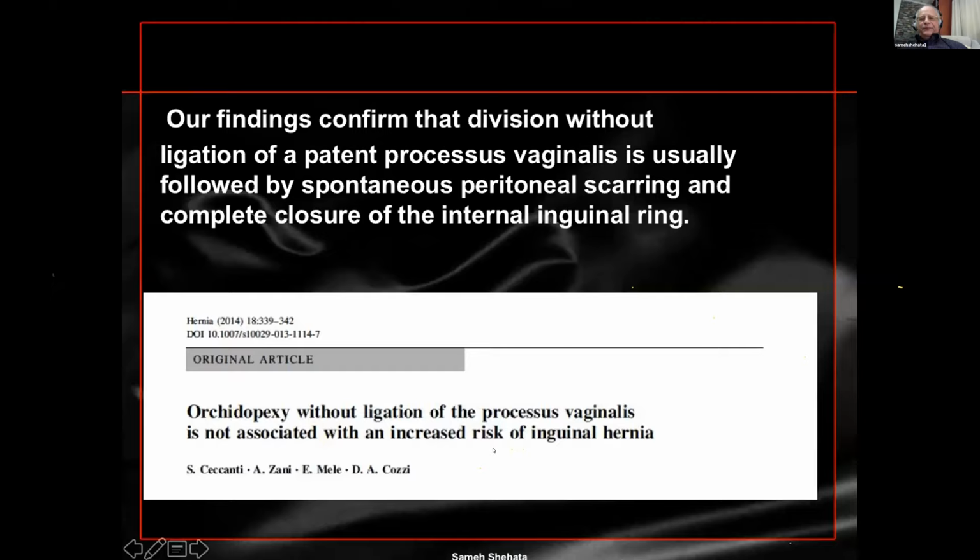Because in this article, as you can see here, orchiopexy without ligation of the processus vaginalis is not associated with increased risk of inguinal hernia. Sometimes the processus vaginalis is very thin, and if you try to grasp the whole boundaries, you might cause injury to the vas or vessels. So it is not necessary unless you have a clinical hernia.